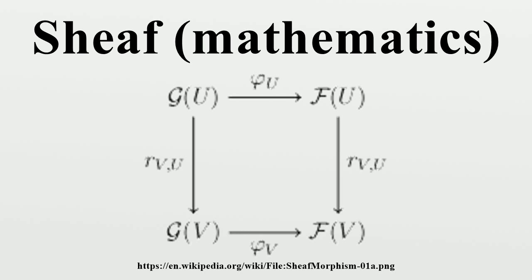Presheaves that are not sheaves. Here are two examples of presheaves that are not sheaves. Let X be the two-point topological space, {x, y}, with the discrete topology. Define a presheaf F as follows: F(x) equals R, F(y) equals R, F(X) equals R times R times R. The restriction map F(X) to F(x) is the projection of R times R times R onto its first coordinate, and the restriction map F(X) to F(y) is the projection onto its second coordinate.